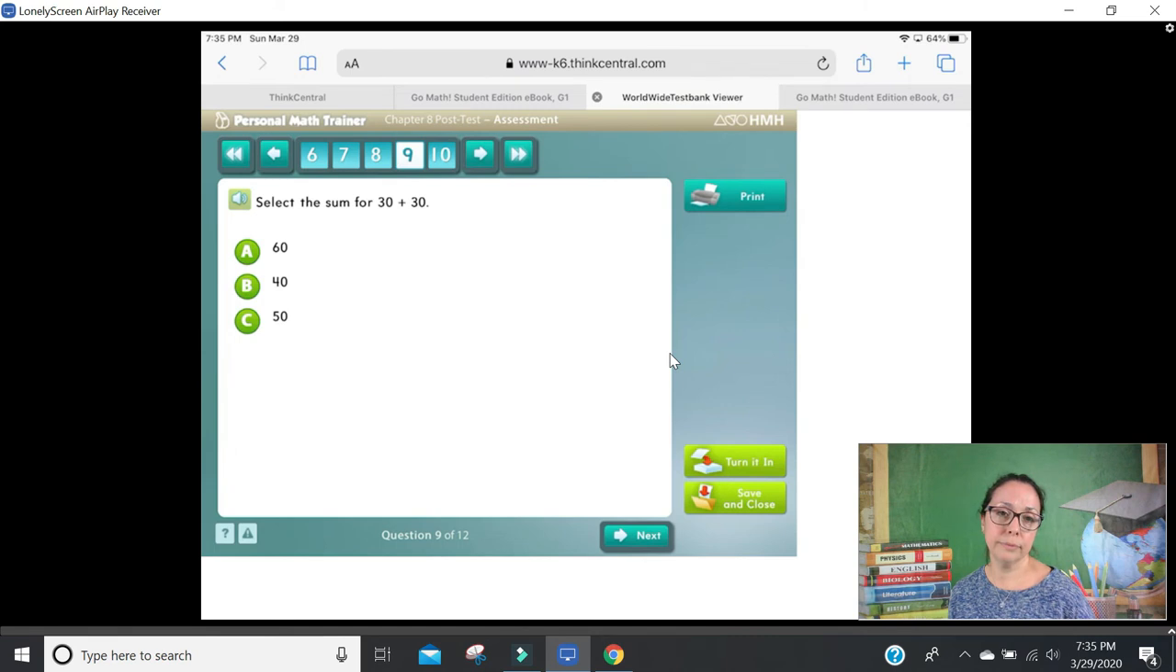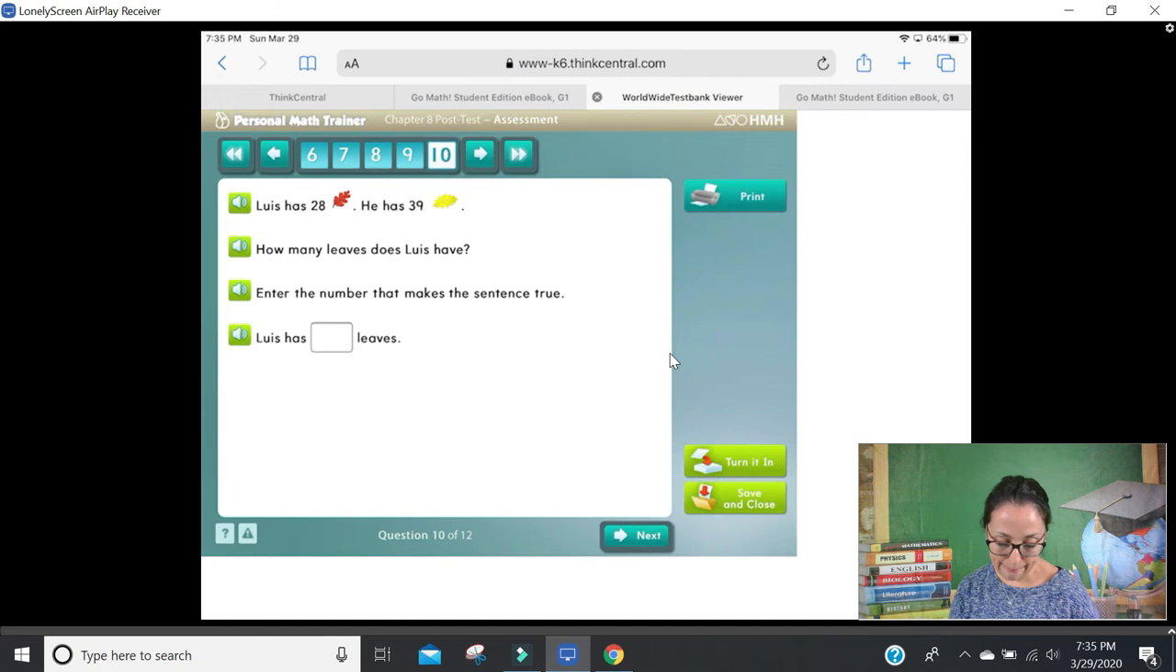Select the sum for 30 plus 30. Okay, tienes que seleccionar la suma para 30 más 30. This time we're using the plus sign. So make sure that you are adding. Estamos usando el símbolo de sumar. So esté seguro que están sumando. Number 10.